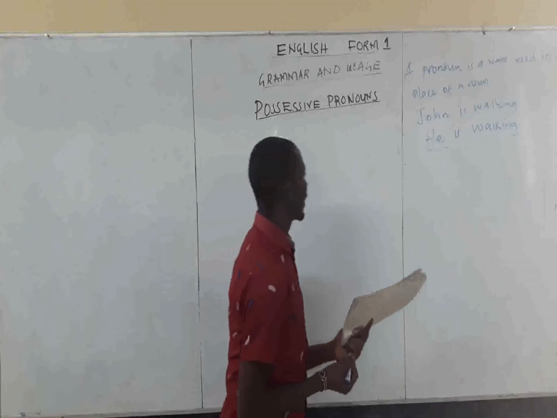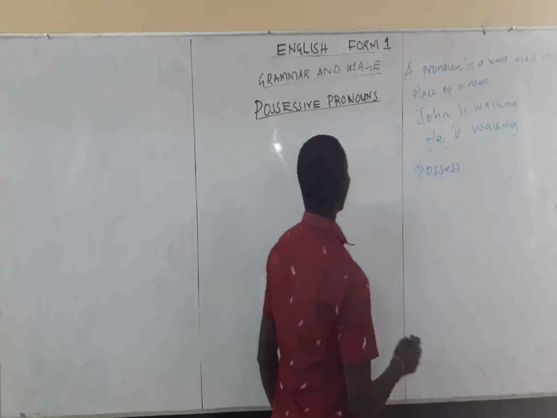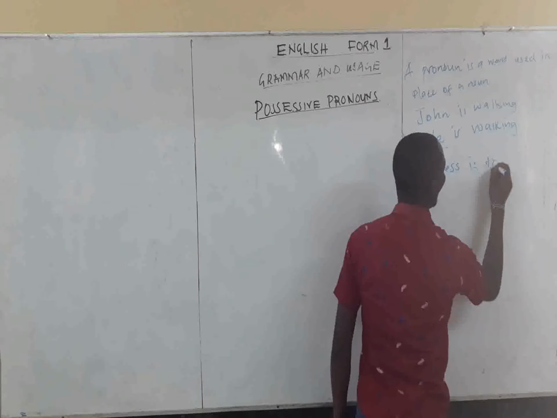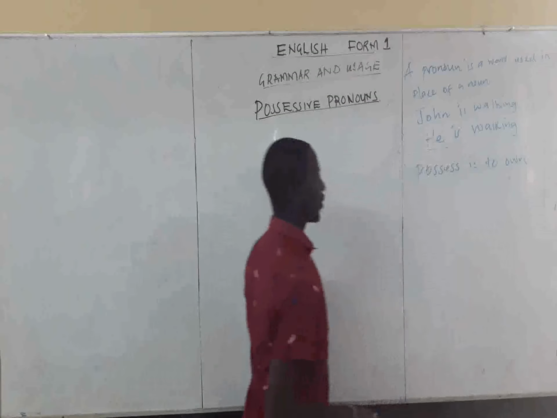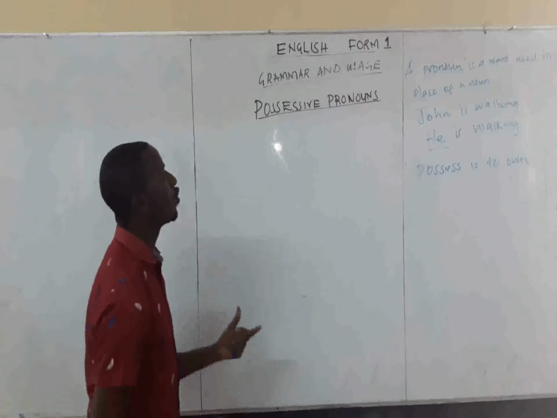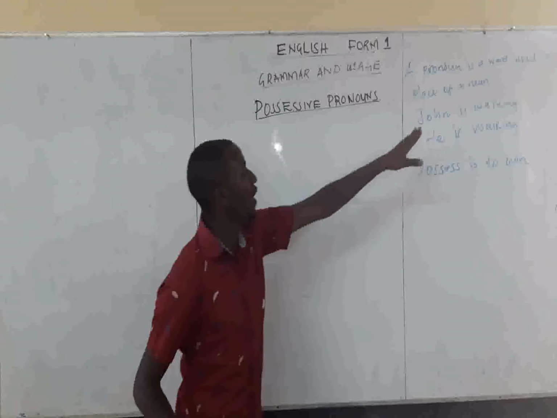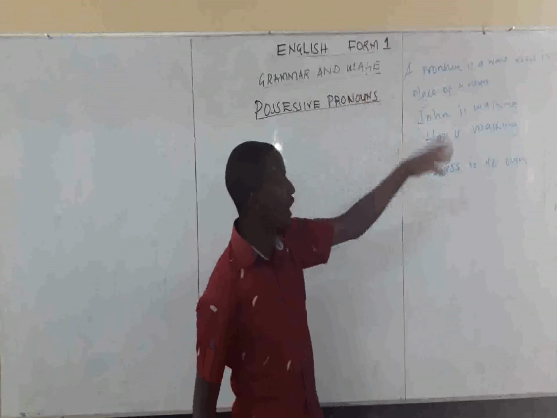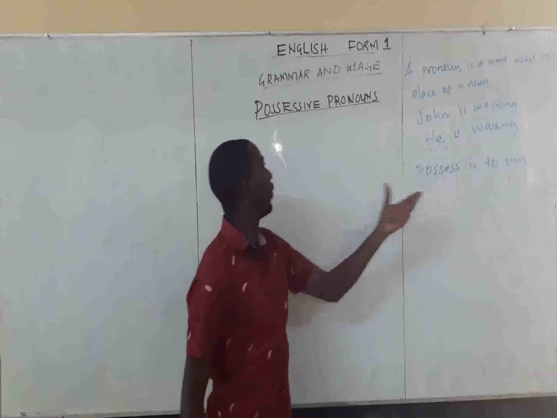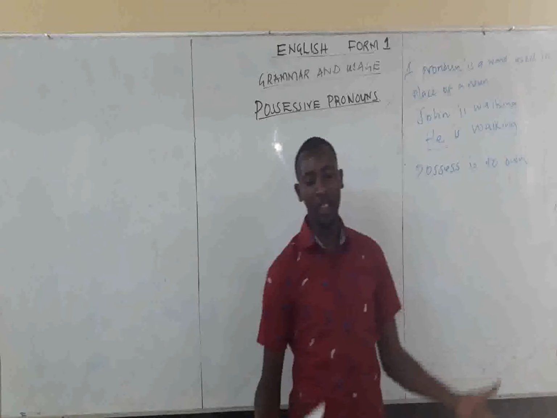And the word possessive is simply coming from the word possess. To possess is to own. So now we know the two terms that we're using. We remember the word pronoun and we have seen an example, and the word possessive is from the word to possess, which simply means to own, showing ownership.